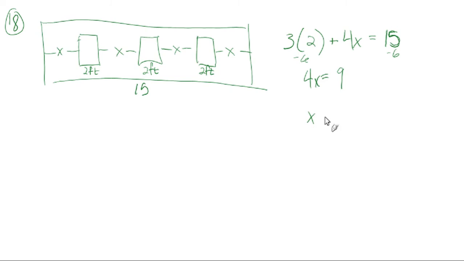And so x must be 9 over 4. So you would want to measure 9/4 of a foot, or 2.25 feet from the edge of the wall to the edge of the poster, and then in between the posters, and so on. Okay? So that was a good time.